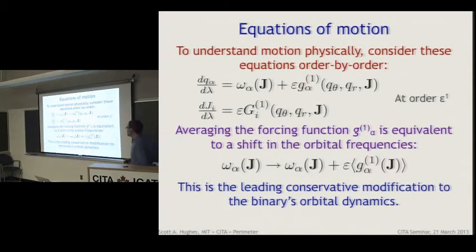So when I average this forcing function up here, what you end up finding is that it's equivalent to just shifting these frequencies. Remember that these things come from the interaction of the orbiting body with its own change to the spacetime. So this is saying that there's a conservative effect, which is equivalent to this thing changing its own orbital frequency somewhat.